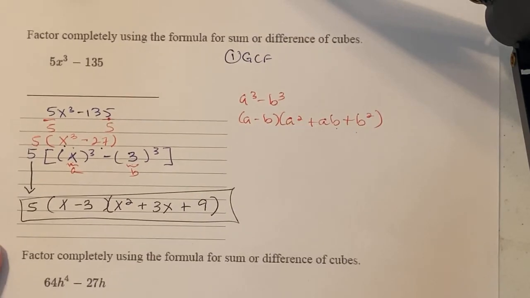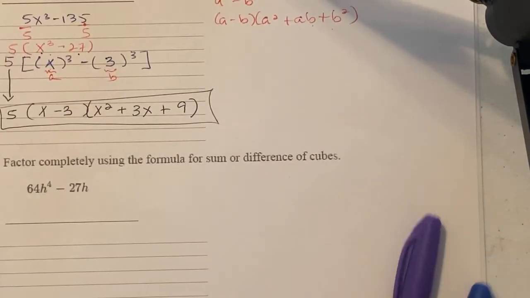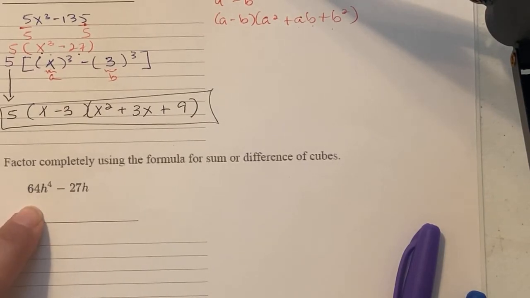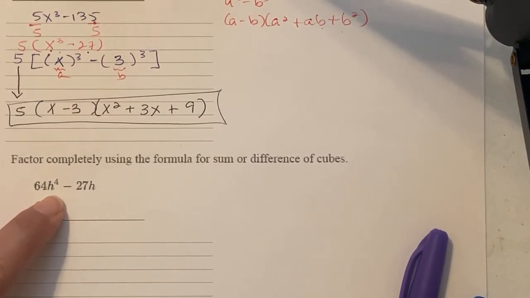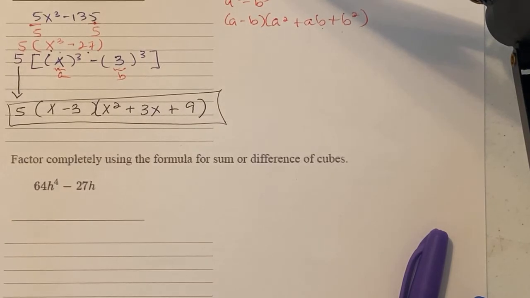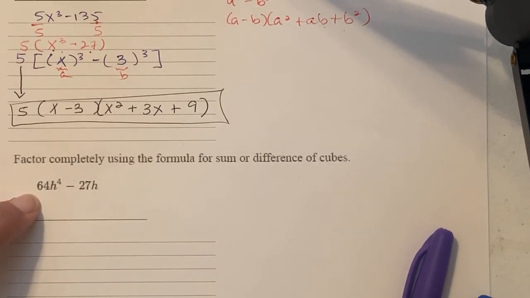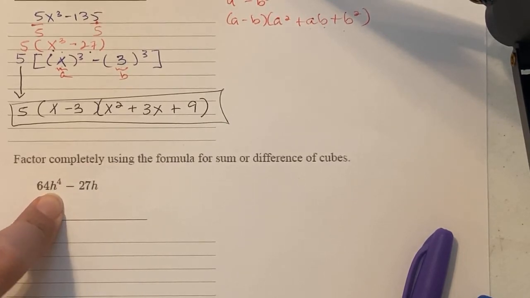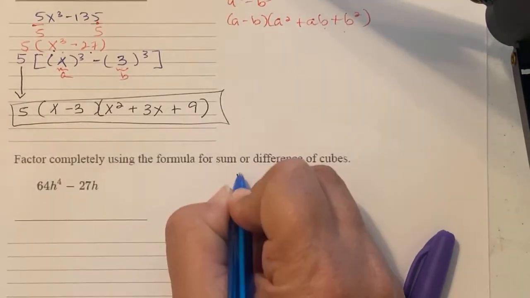On our last example, it says factor completely, again using sums or differences. So we look at our problem, it says 64h to the 4th minus 27h. So yes, 64 is a perfect cube, 27 is a perfect cube, but the difference is this is not a power of 3 for the h. So again, we need to pull out our GCF first.